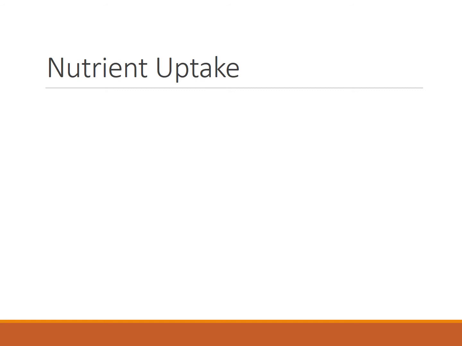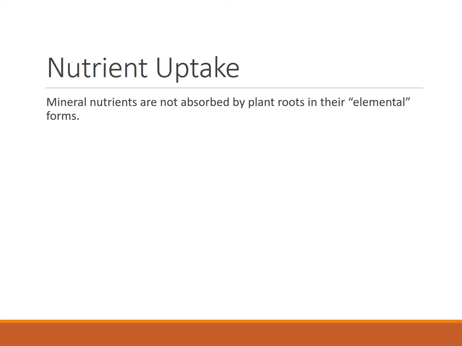If you think back to the very first slide in this presentation, I showed you the periodic table of the elements, and each element represented in that table has its own particular symbol. As it turns out, mineral nutrients are not absorbed by plant roots in their elemental forms. So what do roots absorb? Plant roots absorb something called ions. Let me give you an example.